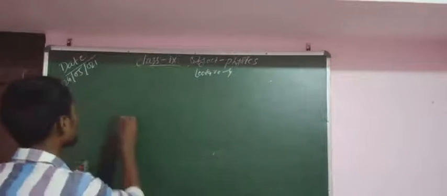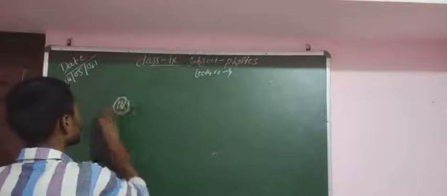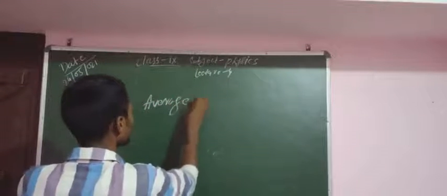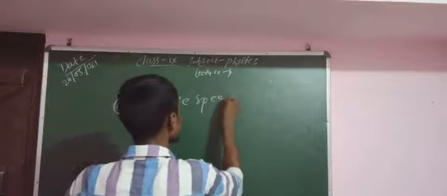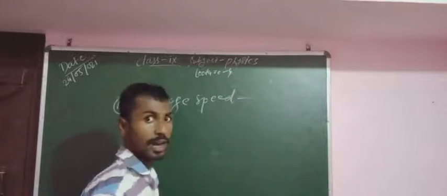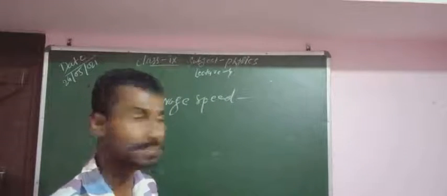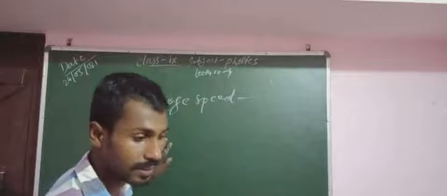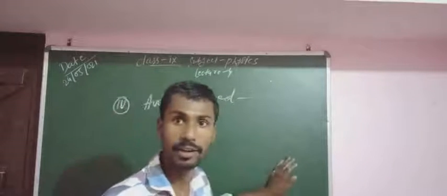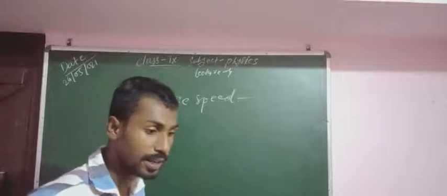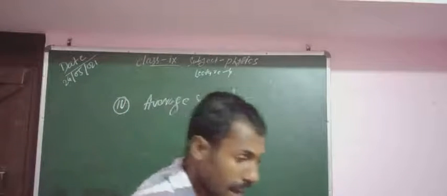The next one is average speed, the fourth one. Average speed is an important point in this chapter. We will solve different kinds of numericals on the basis of average speed. So basically, we discuss average speed briefly.